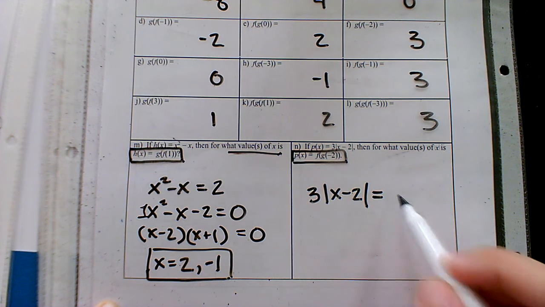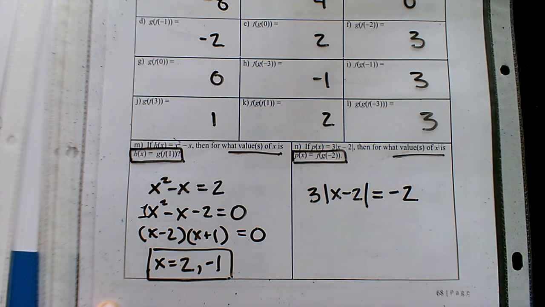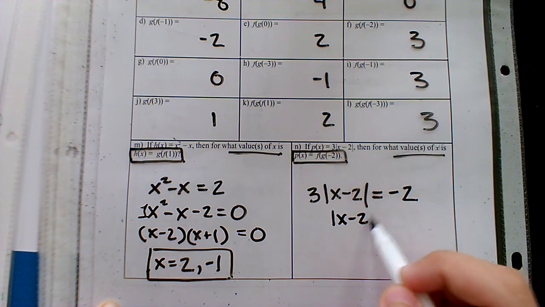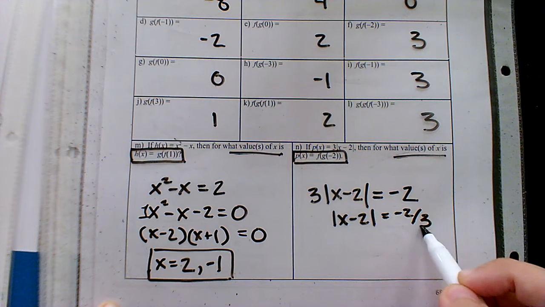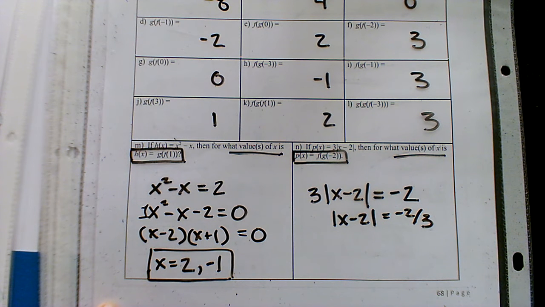Good, Hedley? -2. All right, how do you want to solve for x from there? Yes? Divide the 3. All right, then, yes? Split it into 2. Maybe. Because that's what we did on the last one, right?